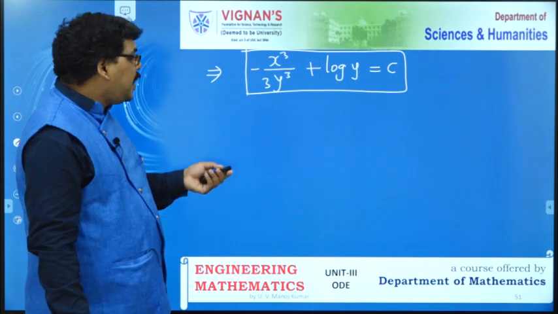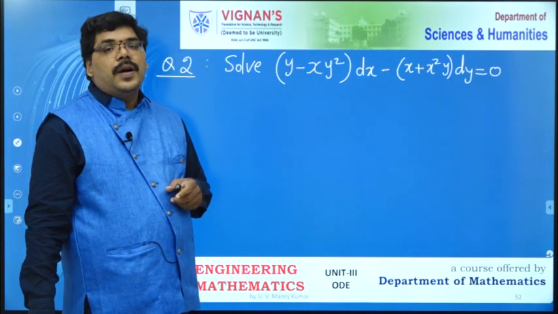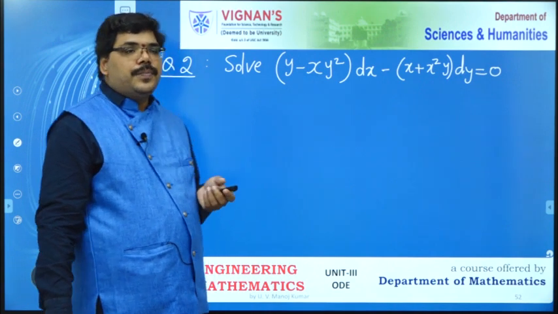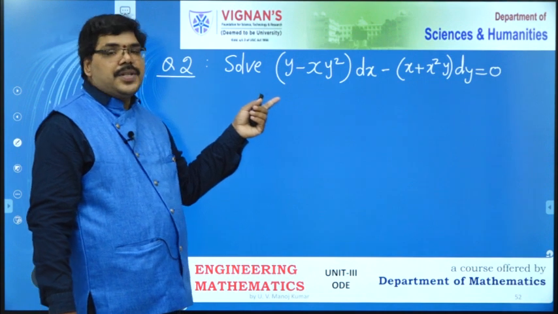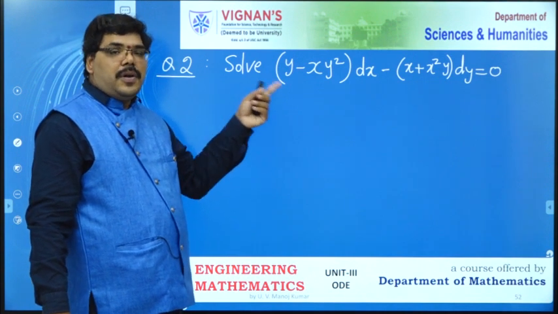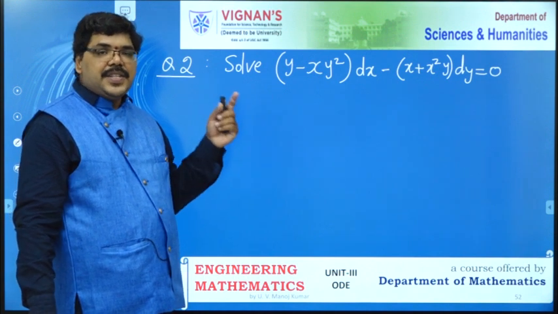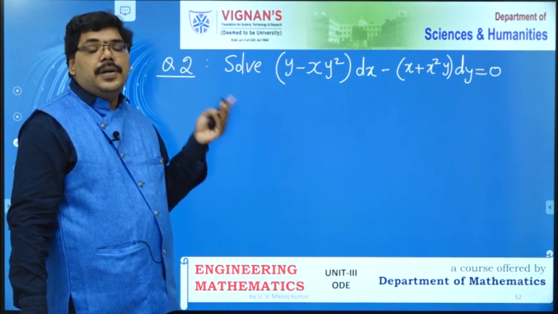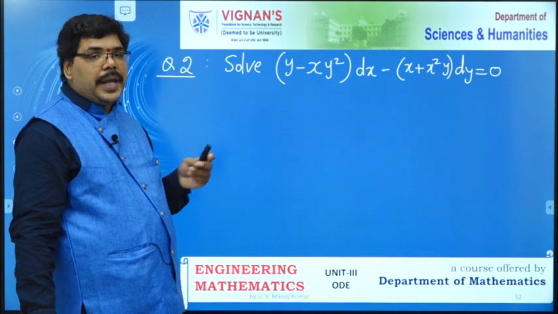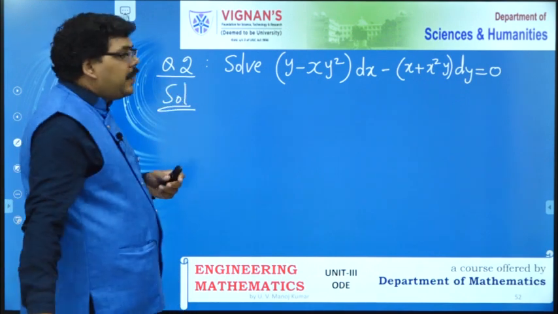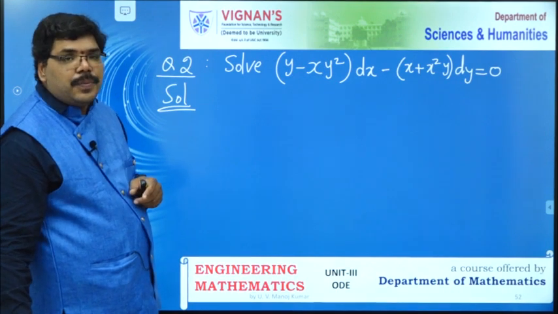Therefore, this is the general solution for given differential equation. Okay? Let us see another problem. We have seen a problem now on case 1. Let us see another problem. See this differential equation. We want to solve this. We will check whether it is exact or not. If it is not exact, we will use integrating factor. Okay? Solution. So compare with M dx plus N dy equals to 0.